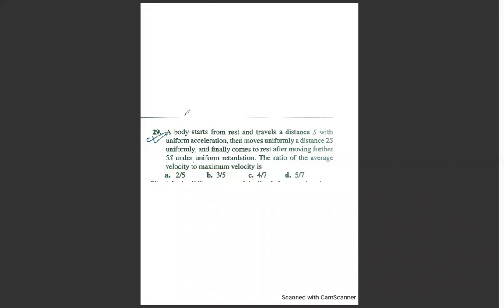Did you get the answer? How to solve this question? Graphically. A body is starting from rest and travels a distance s with a uniform acceleration. Then it is moving uniformly a distance of 2s and finally comes to rest after moving further 5s under uniform retardation. The ratio of the average velocity to maximum velocity you have to find out.